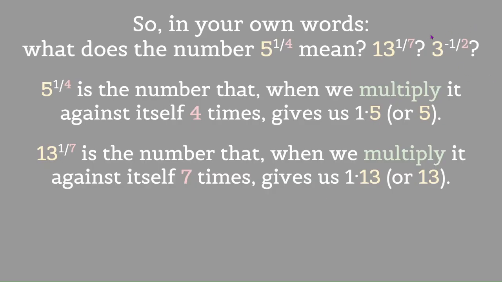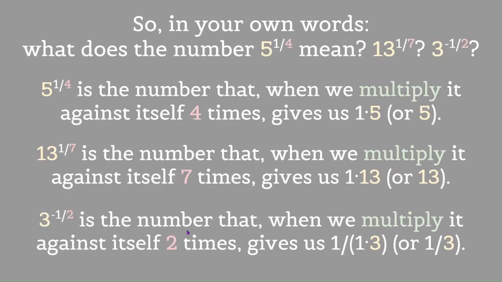What about this -1? What does that mean? So 3 to the power of -1/2 is the number that, when we multiply it against itself 2 times, gives us 1 divided by 1 times 3, or 1 divided by 3, right? So if you see the negative, right, we're doing division again. Positive multiplication, negative is division. So when we multiply it against itself, we get 1 over our base, 1/3. So keep that in mind as you see these positive and negatives.